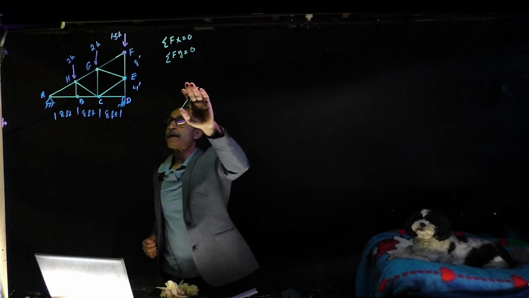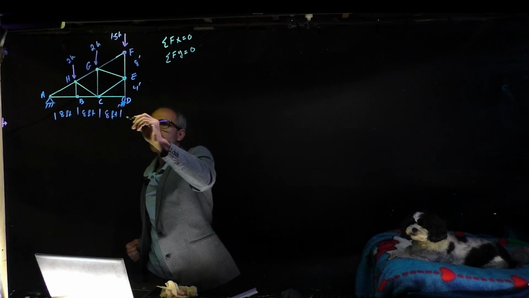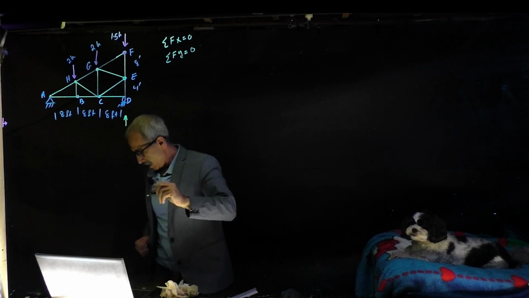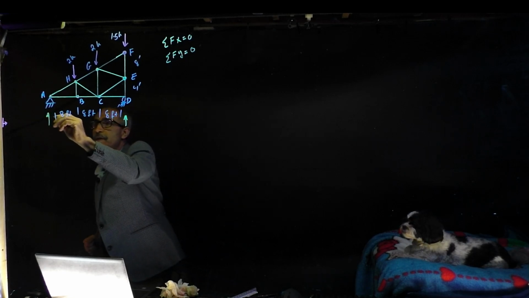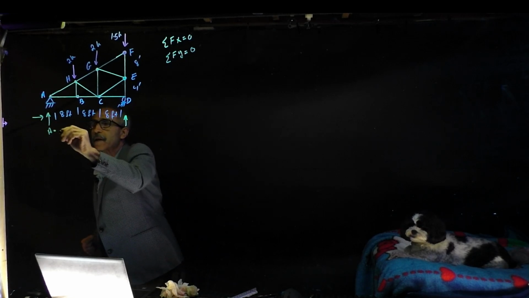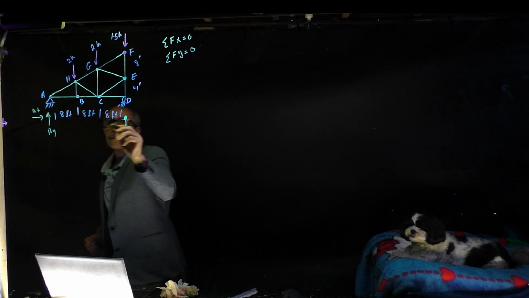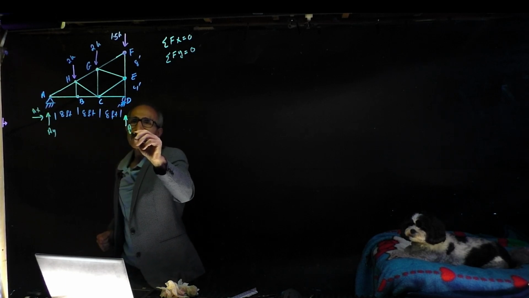We're going to go ahead and take a moment. This is basically one reaction right here. It's a roller. And in here we have two reactions, AY and AX, and this is going to be BY.